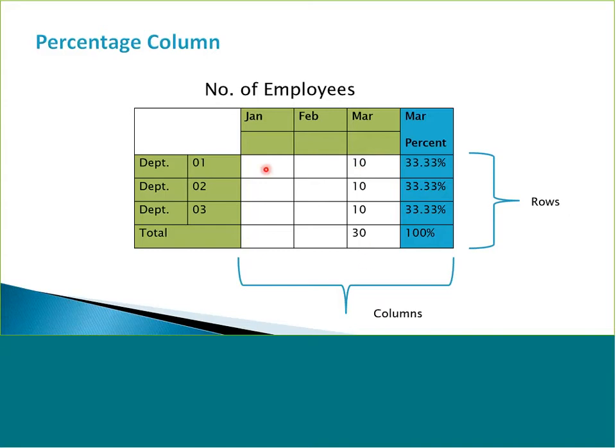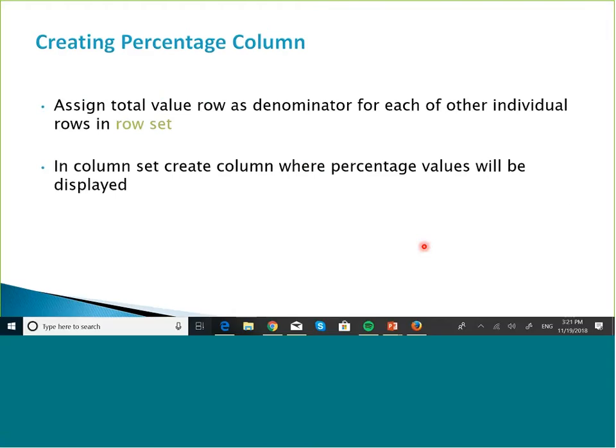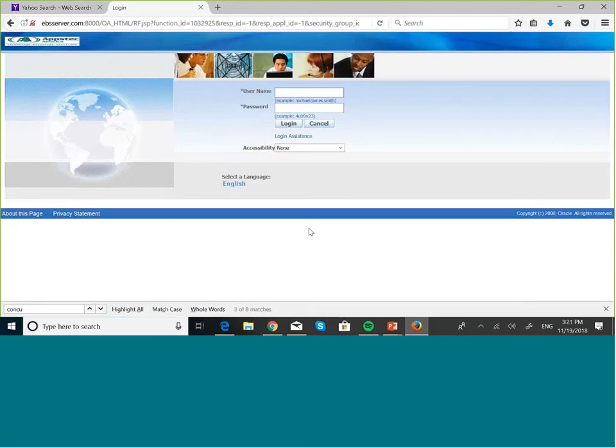row-wise, right? We are looking at the values per row, finding the percentages, and then displaying them in this column. So what we need to do in our column set is just create a column where the percentage values will be displayed. However, the mathematics of it all is going on at the row set level. So let's head on immediately to Oracle so that we don't get lost in the details and we understand exactly what we mean. So I'm going to log in.